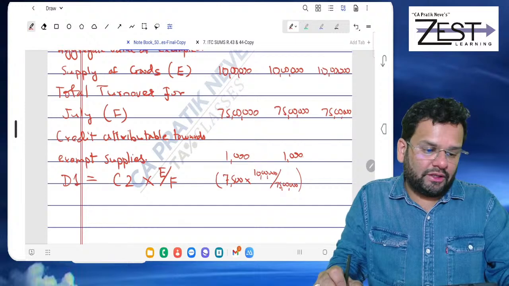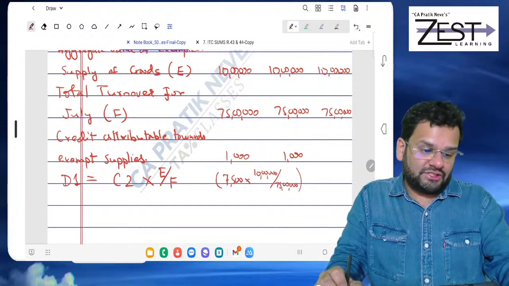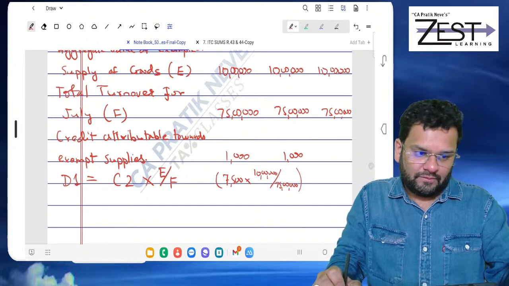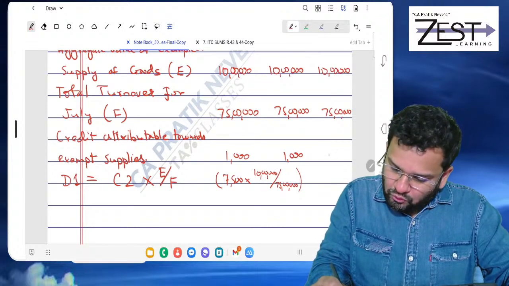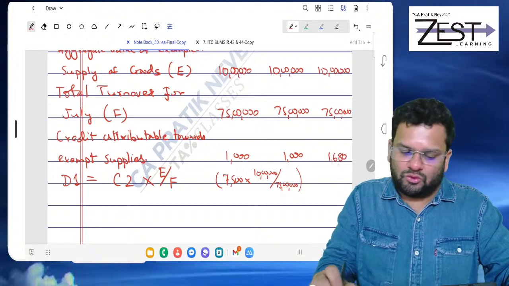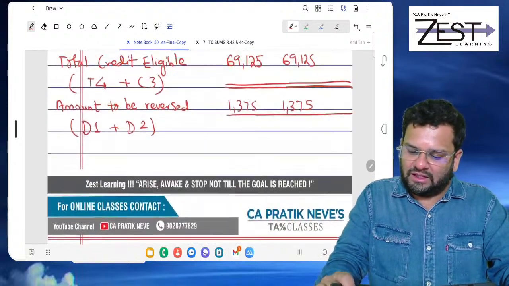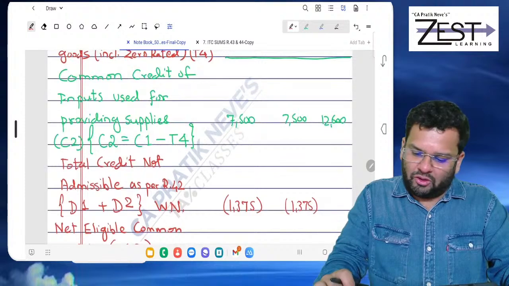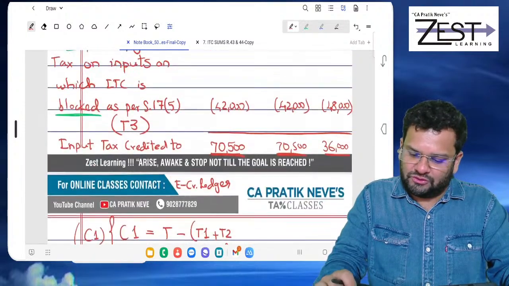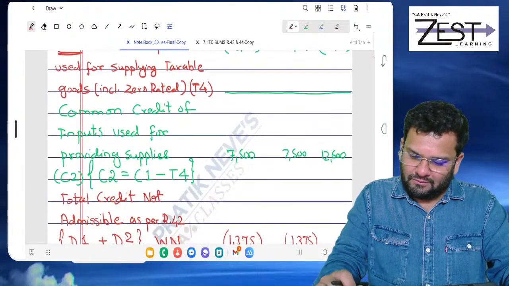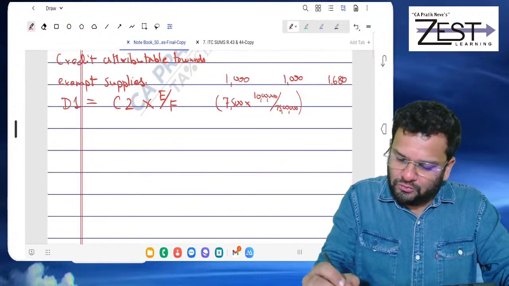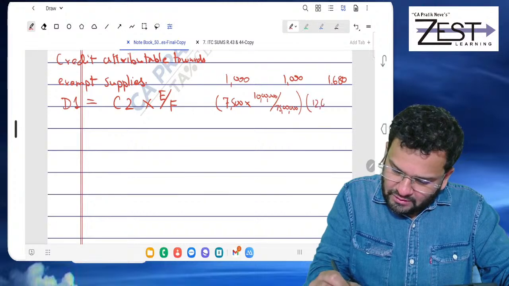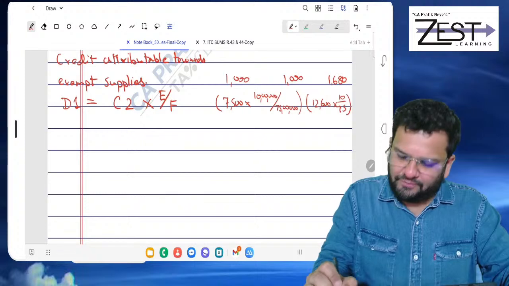And please calculate for IGST also. For IGST, the figure is going to be 1680. How did you get 1680? Because your common credit was 12,600. So can you do, friends, 12,600 into 10 by 75?